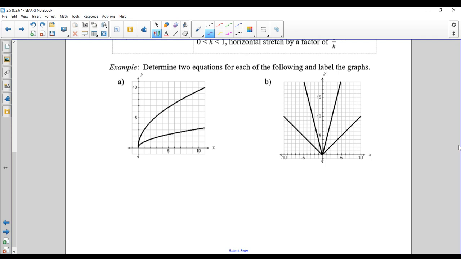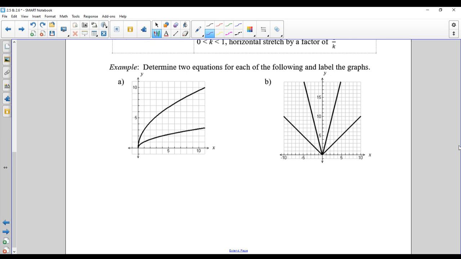Now let me just say this. It is possible, when you're dealing with these vertical and horizontal stretches, that you could make the case for a horizontal stretch being represented by a vertical stretch or compression. It is possible. And that's what we're going to see when we try to write equations for these 2 graphs here. Okay, so I'm going to walk you through this.